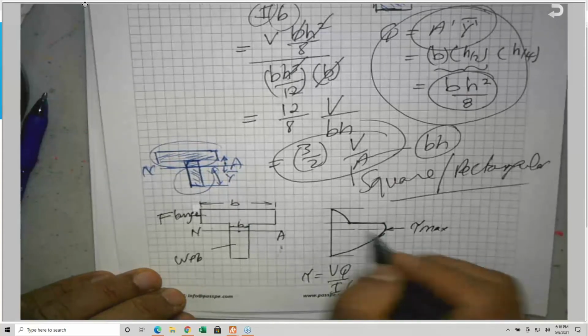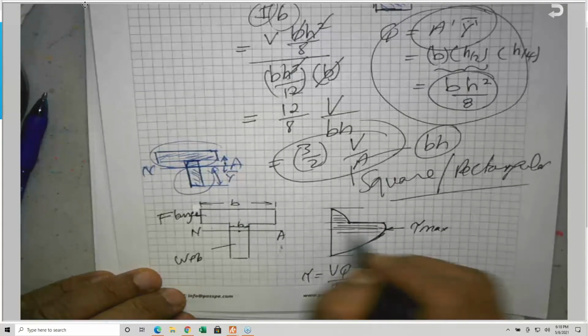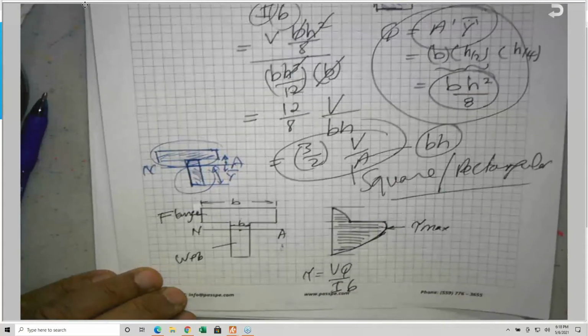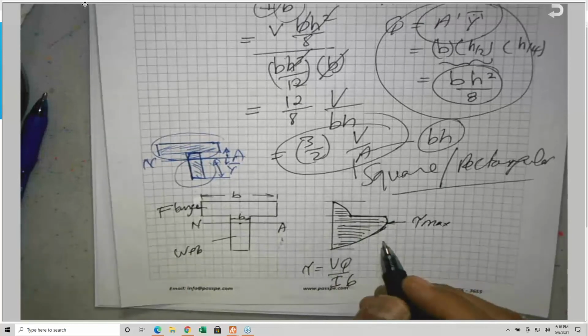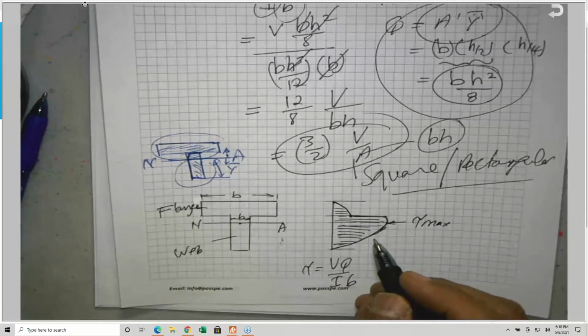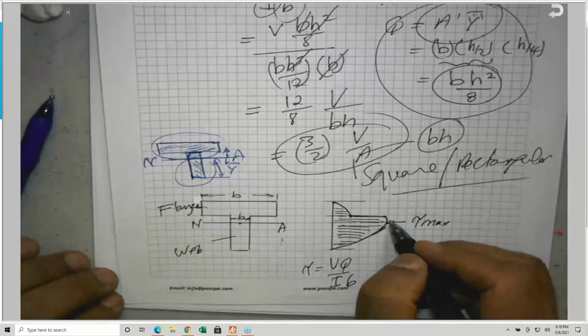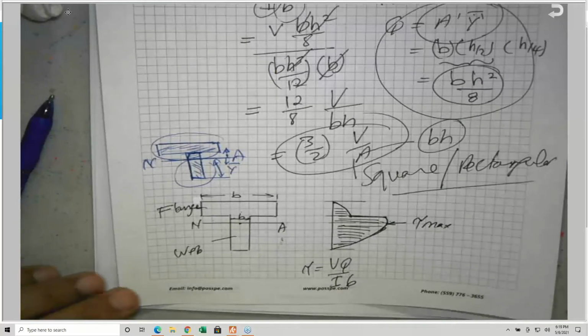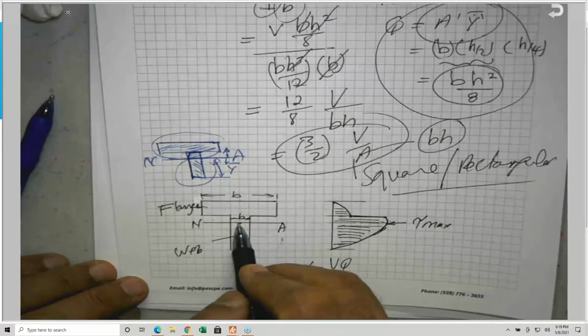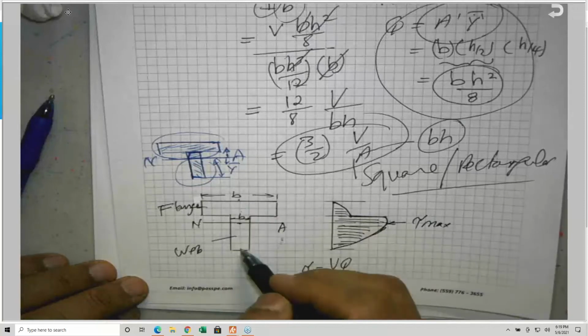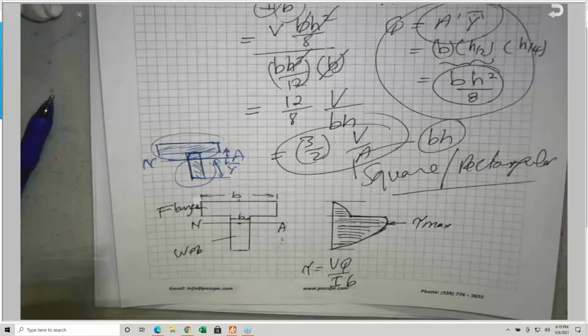And always the maximum horizontal shear stress, or the maximum transverse shear stress, will be at the neutral axis, which is opposite to the bending stress. The bending stress here is equal to 0. And the bending stress at the outer fibers will be the maximum. I need you to know this.